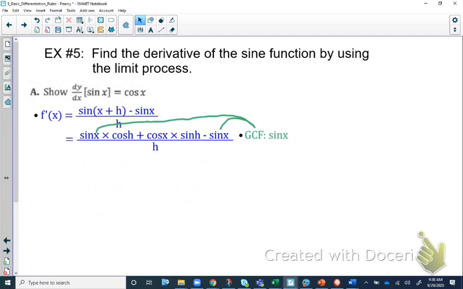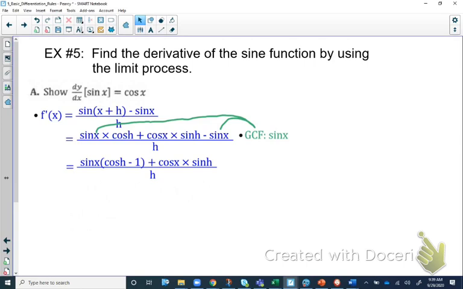Now what we're going to look at here is that we do have sine of x as a common factor that we will factor out. So when I factor out the sine of x, I'm going to wind up with this expression that says sine of x times cosine of h minus 1 plus cosine of x times sine of h. So essentially, we're taking the sine of x at the end and the sine of x times cosine of h at the beginning, and factoring the sine of x out of there to get the cosine of h minus 1 factor at this point in the operation.